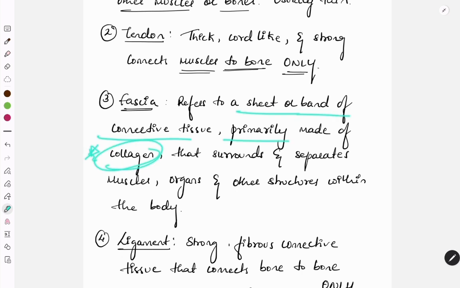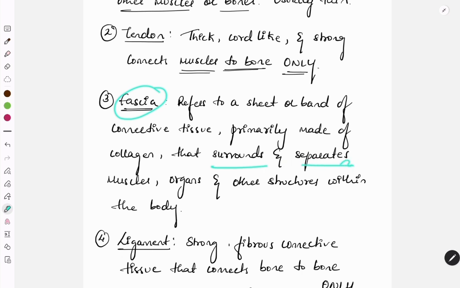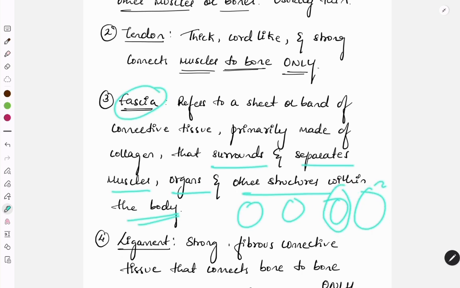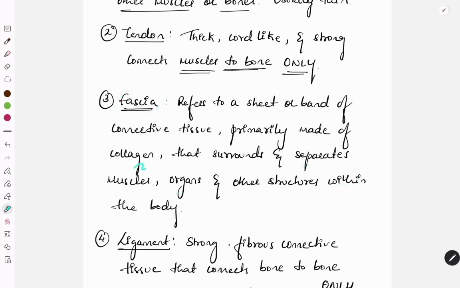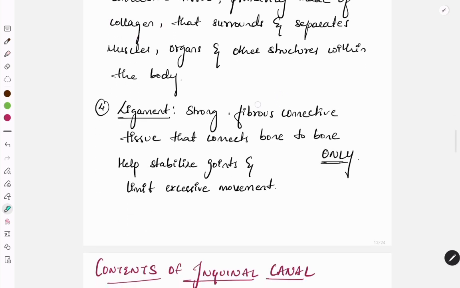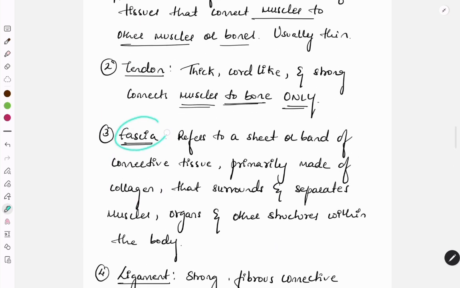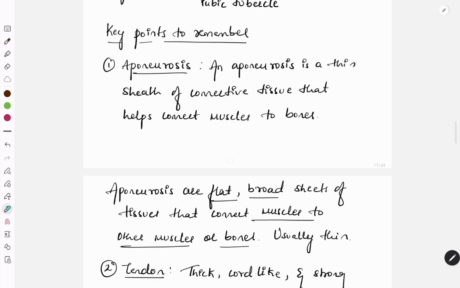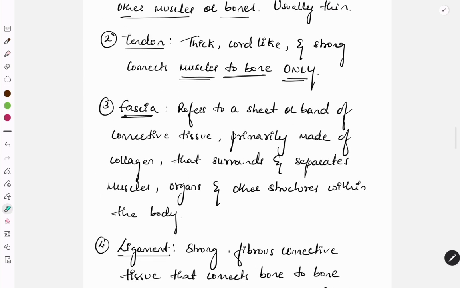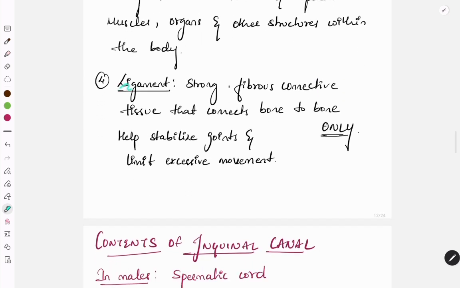The main thing it does is it surrounds and separates muscles, organs, and other structures within the body. Muscles are separated from other muscles, or muscles are separated from organs, with the help of this covering called fascia, and it is usually made up of collagen. Some people might have confusion between fascia and aponeurosis, but I hope now that it is clear.